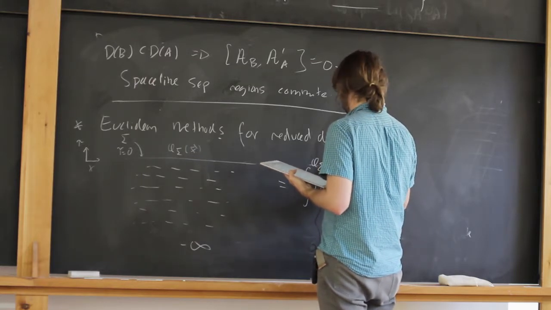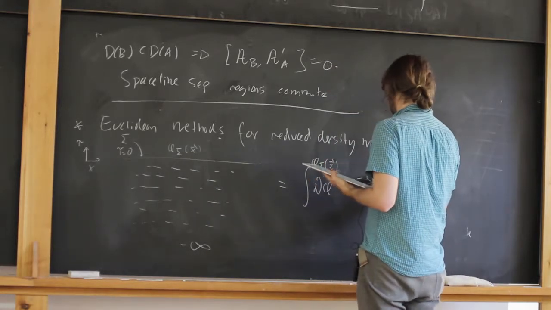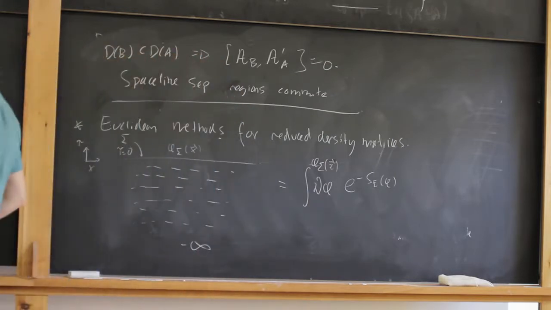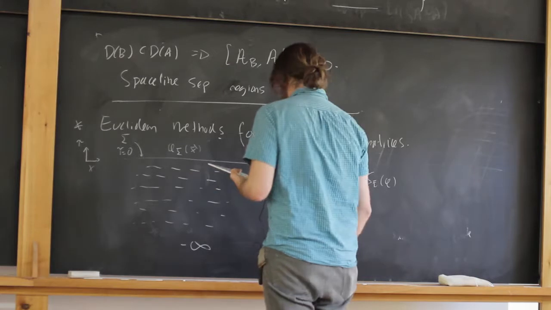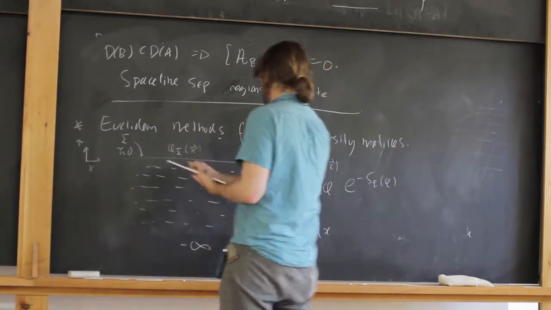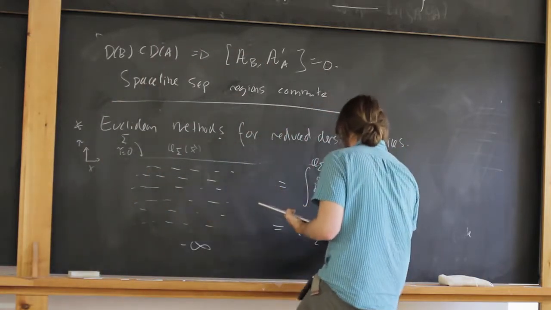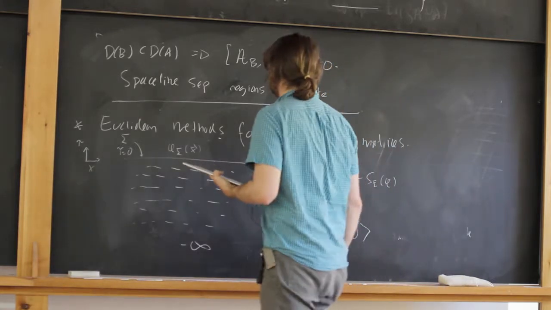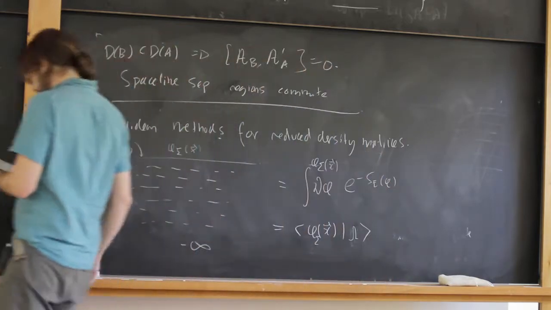x, times the action. And so what does this compute? Well, it computes the overlap of the state associated to this field configuration, which is a very formal thing, but I'll just write it in any case, and the vacuum state, which I'll write as omega.